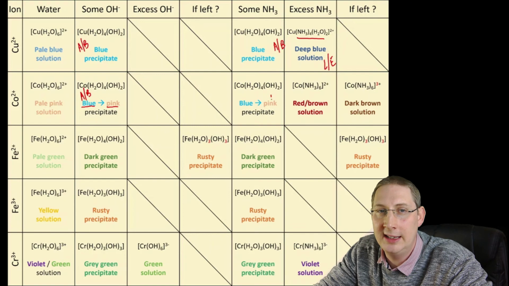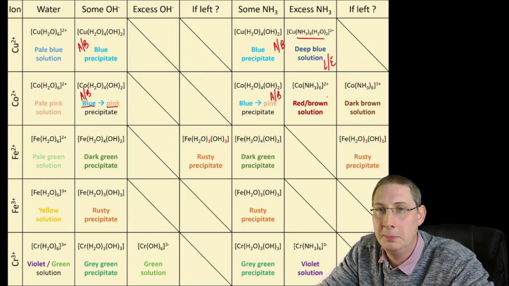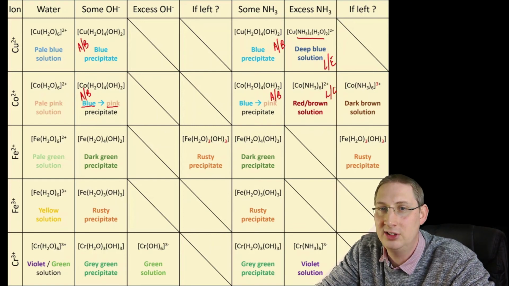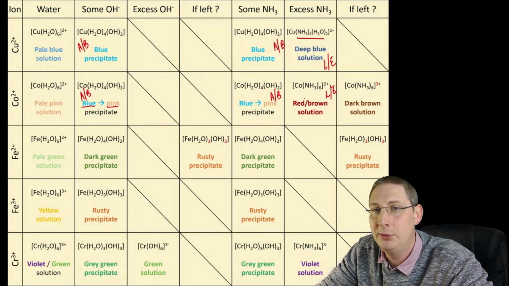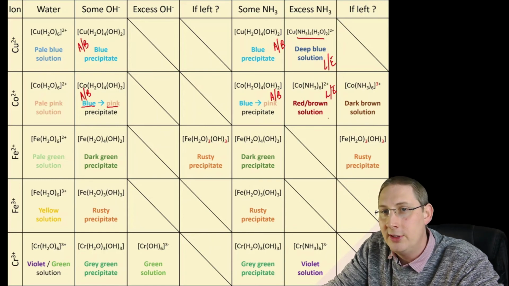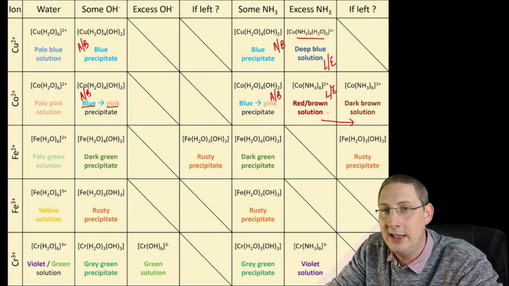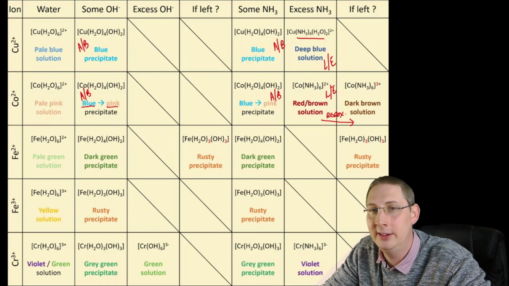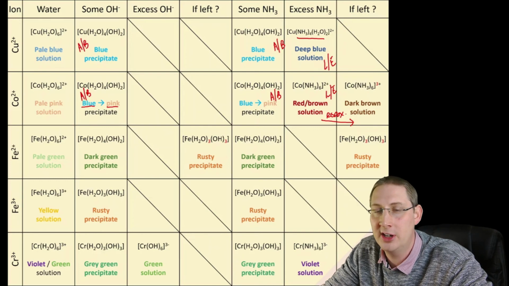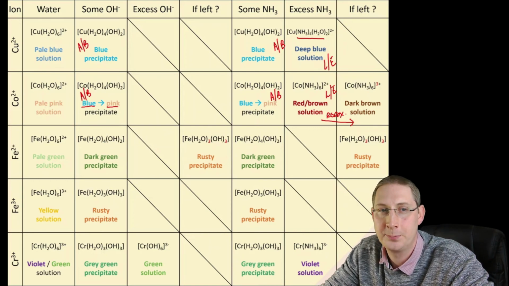Adding ammonia, again we get the acid base reaction, but then we can get a ligand exchange reaction to form a red-brown solution. The only difference is that if we leave it, we get redox because cobalt can be oxidized up to cobalt 3, while copper can't be oxidized to copper 3.